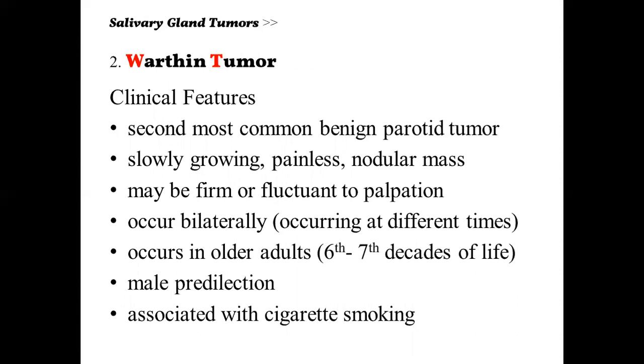Okay? Second of the benign salivary gland tumors is the Warthin tumor. It is the second most common benign parotid tumor. It presents itself clinically as a slow-growing painless nodular mass, may be firm or flat to palpation. And this occurs bilaterally and maybe at different times. It occurs in older adults, 6 to 7 decades of life. So nasa 51 to 69 years old. It has a male predilection.